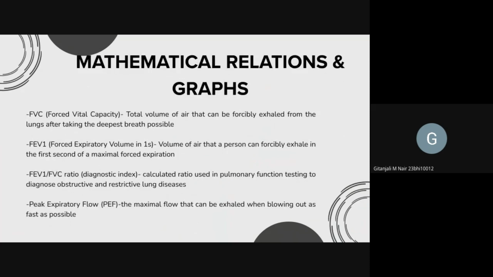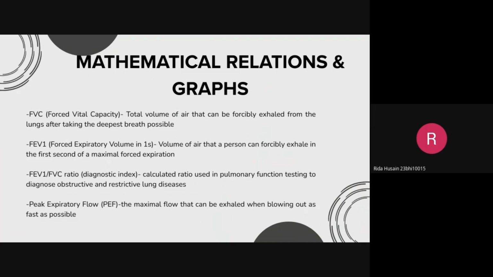Over to Rida. Now I would like to explain mathematical relations and graphs. First is FVC, forced vital capacity. It's the total volume of air a person can exhale after a deep breath. Next is forced expiratory volume in 1 second. It's the amount of air the person can forcibly exhale in the first second of maximal forced expiration.